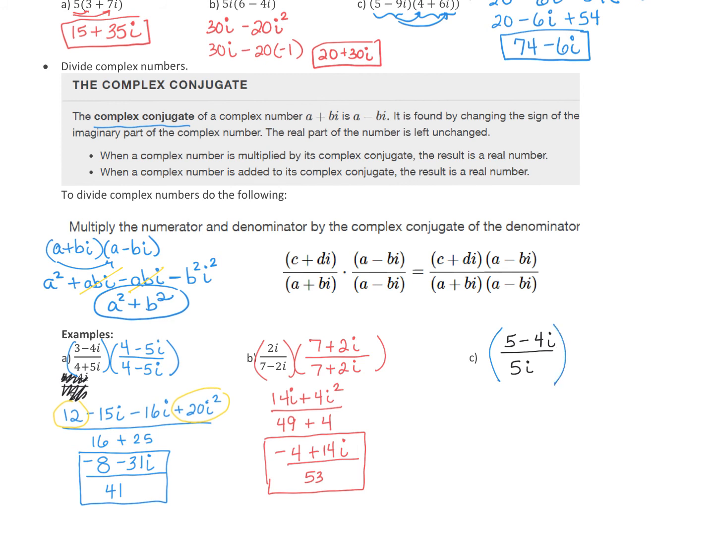So on this last one, because our denominator is not a binomial, we can just multiply the top and the bottom by i. We don't have to multiply by minus 5i, because all we're looking to do is make the i into an i squared. So this is going to give us 5i minus 4i squared over 5i squared, which is 4 plus 5i over negative 5.